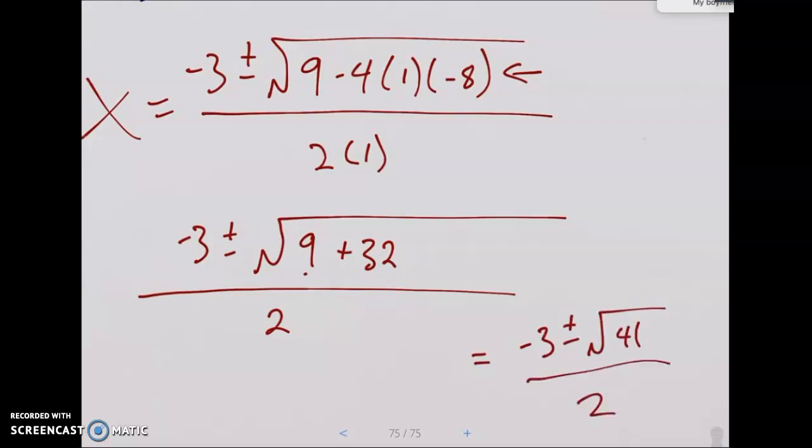Now, you can't simplify the square root of 41, it's a decimal, and you can't simplify it by trying to reduce it, so you just have to leave it. This one's done. All right, good work.